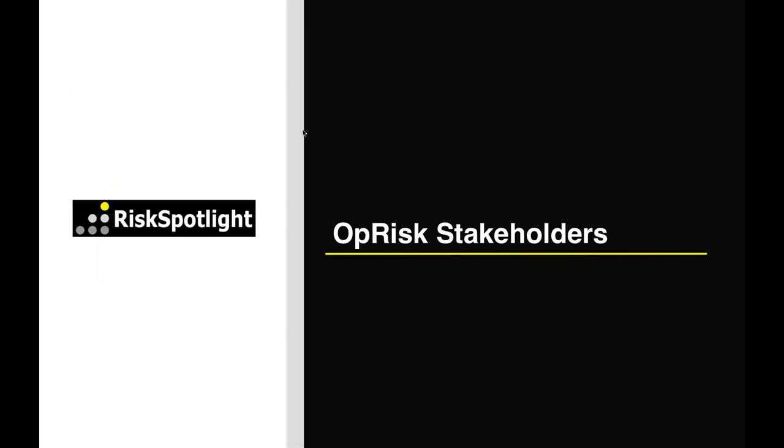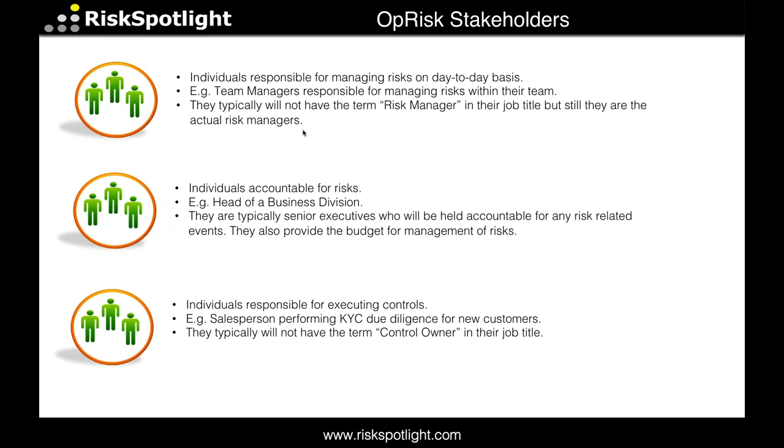Okay, then the last section we look at is the different stakeholders. So who are the various people who are involved in the operational risk landscape within an organization? The first set of individuals are people who are responsible for managing risks on a day-to-day basis. So this is what you would call the front line.